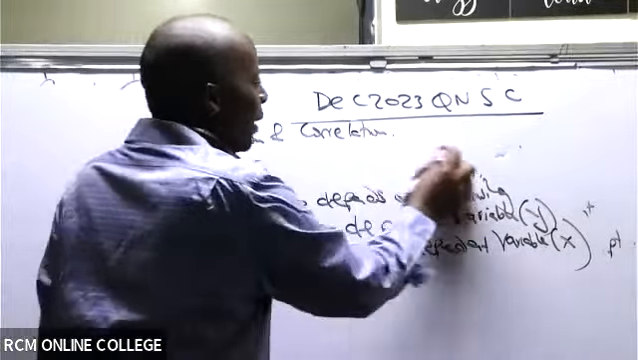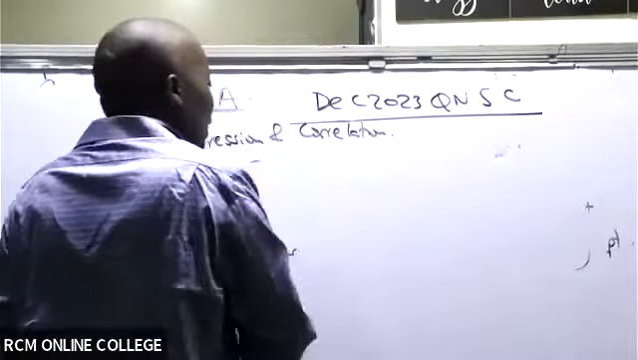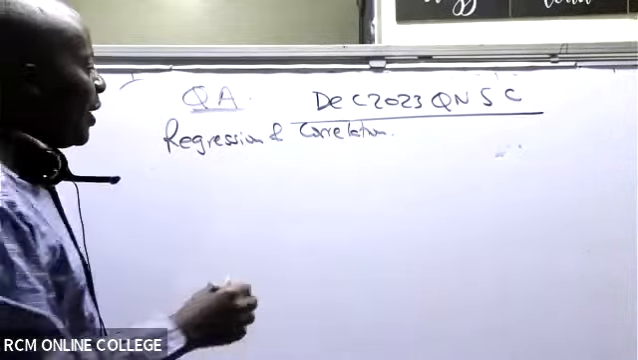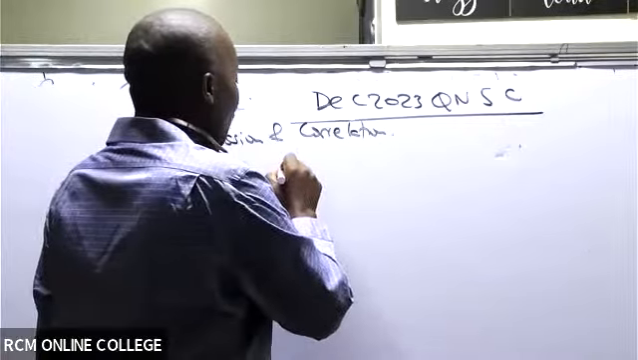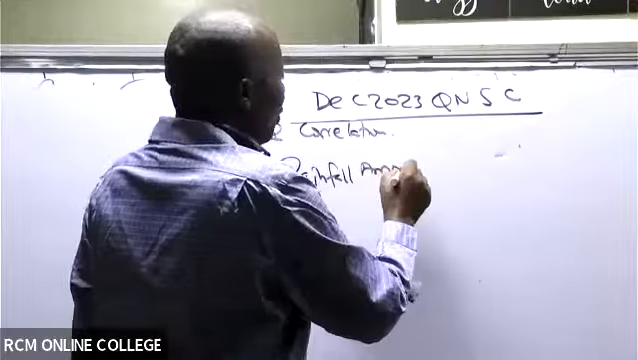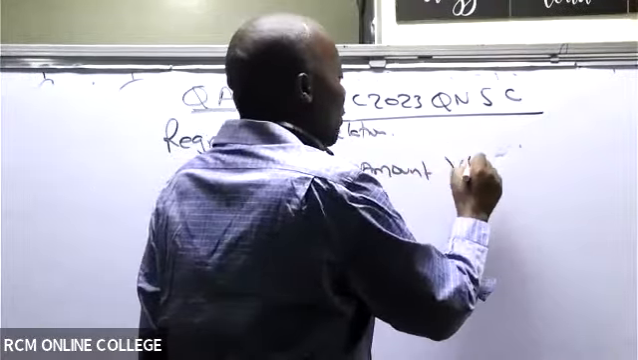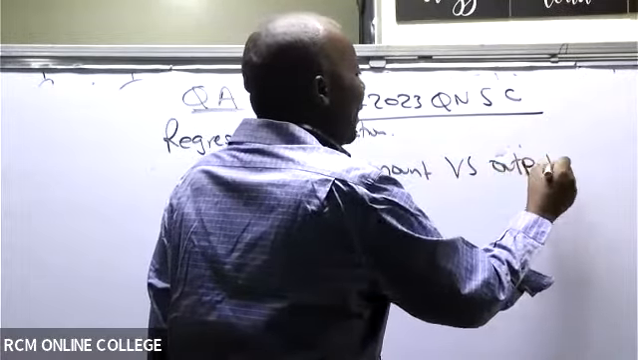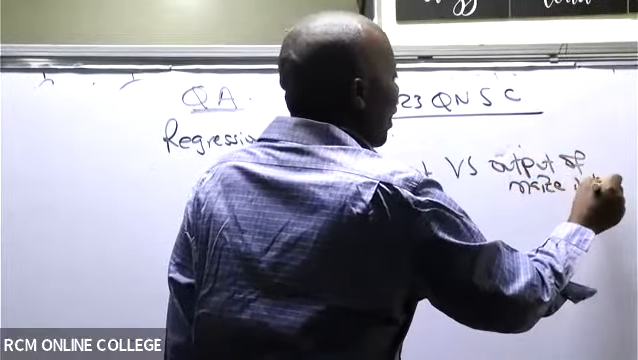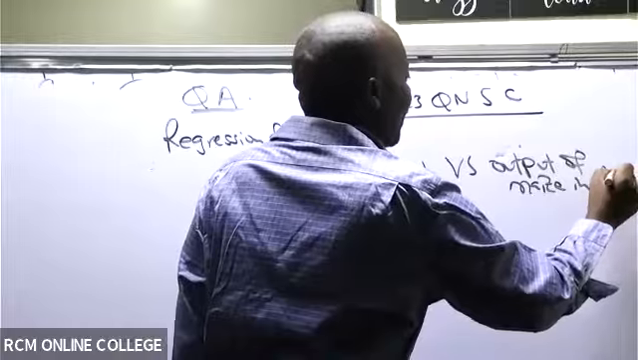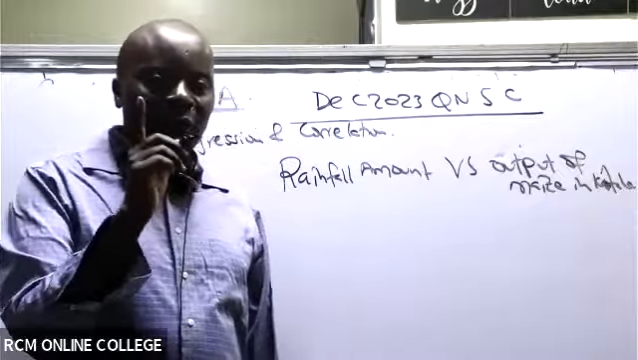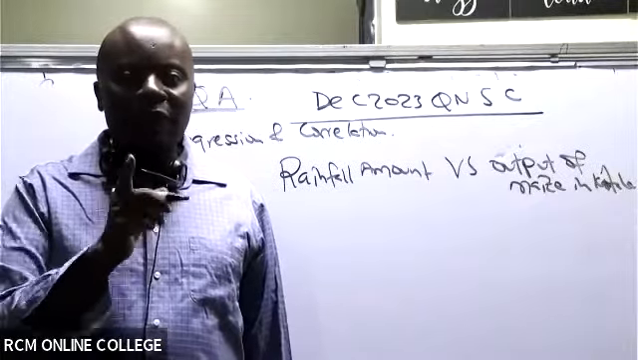How about this one? This one, I'm 100% sure you guys will be able to get this right very well. For example, you are given rainfall amount versus output of maize in Kitale. So in this case, I think rainfall amount should be Y. Rainfall amount will be Y.